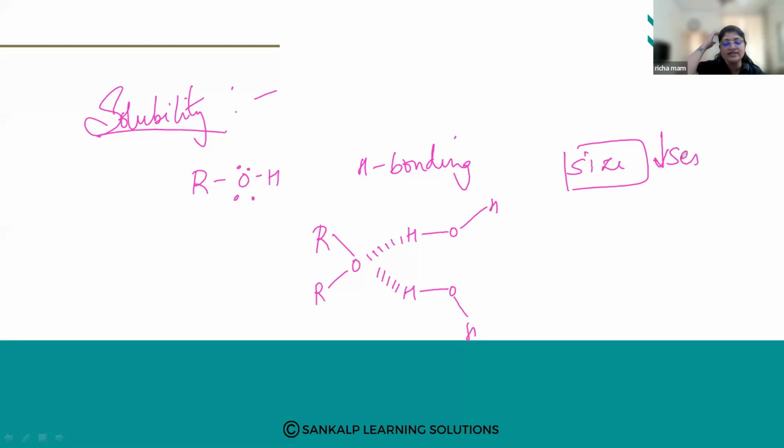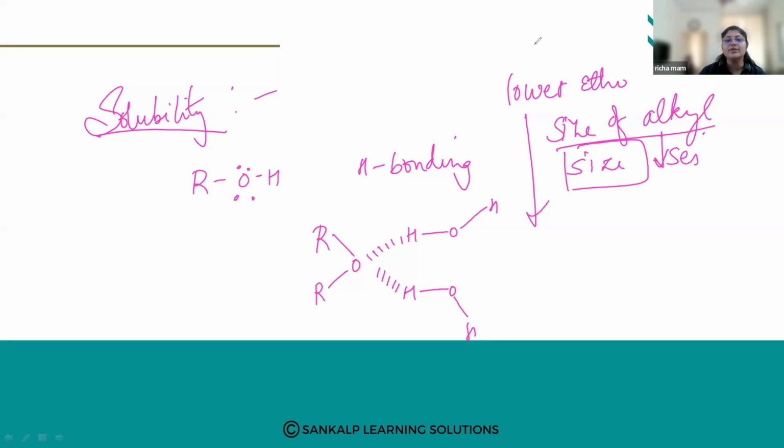As you move from lower ethers to higher ethers, the size of the alkyl group will increase. As the size of the alkyl group increases, there will be steric hindrance. If the steric hindrance increases, the atoms cannot form hydrogen bonding, so the tendency to form hydrogen bonding will decrease. So this is about the solubility.